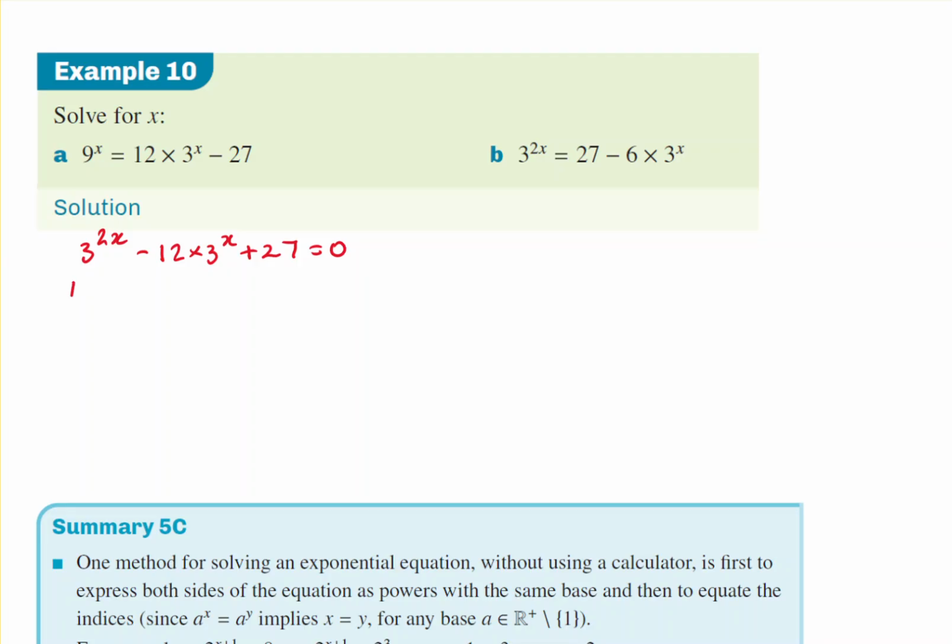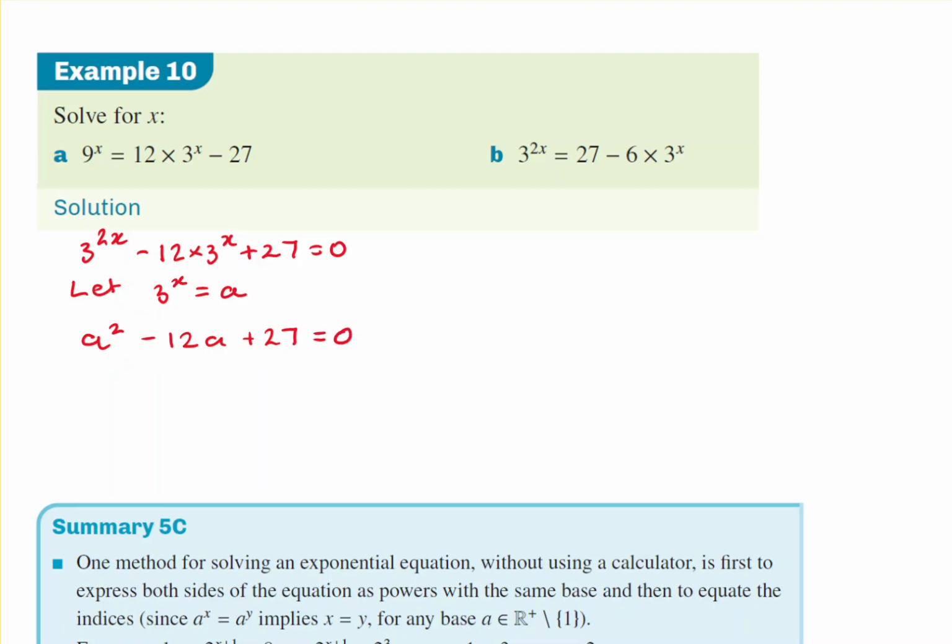Now I'm going to let 3 to the power of x equal a. If I do that, then I have a squared minus 12a plus 27 equals 0.